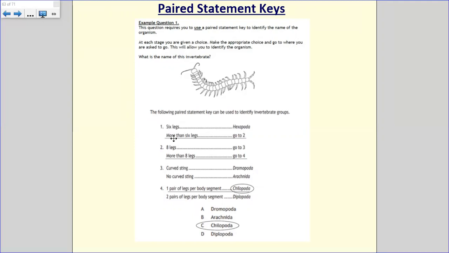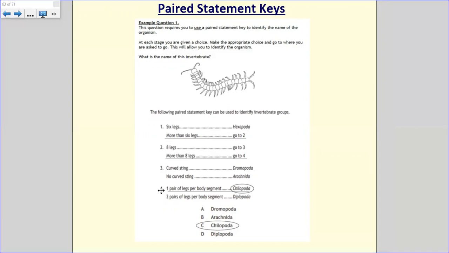the first paired statement, the choice is, does it have 6 legs or does it have more than 6 legs? If you look at the picture, it's obviously got more than 6 legs. So we follow the instruction, go to 2. Now follow the instructions there. Does it have 8 legs or does it have more than 8 legs? Oh, it's got more than 8 legs, so follow the instruction, go to 4. So we're skipping 3.